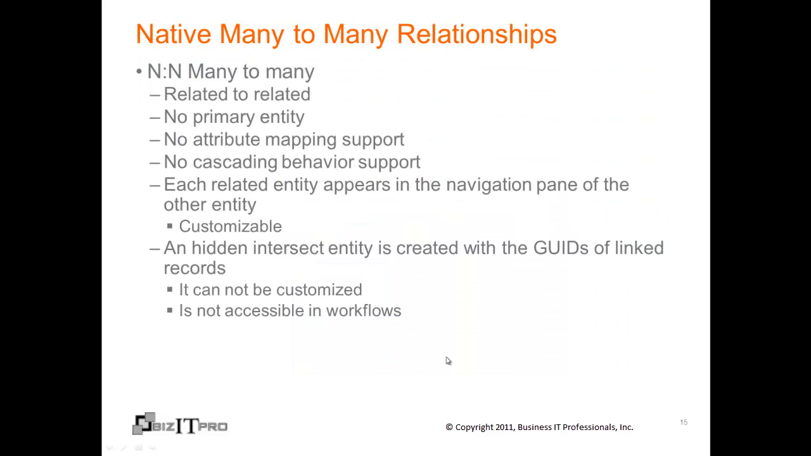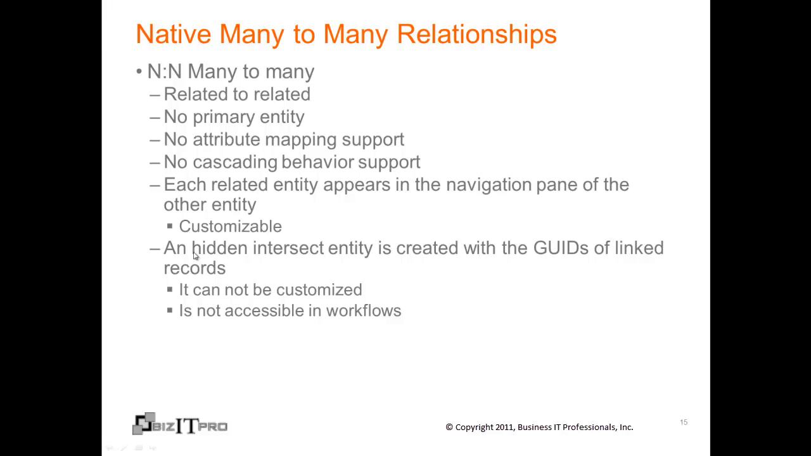So now let's talk about a native many-to-many relationship. The end-to-end or many-to-many relationship is a relationship between two related entities, which means there is no primary entity. We also do not have any attribute mapping support, and there's no cascading behavior because there can never be a parent. Each related entity appears within the navigation pane of the other entity. However, that is customizable and optional.